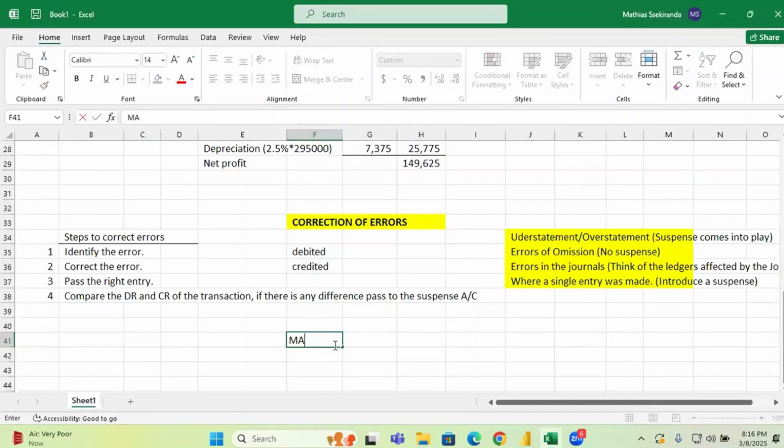So we shall first do May 2018, Question 3A.